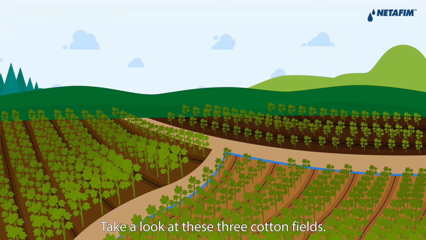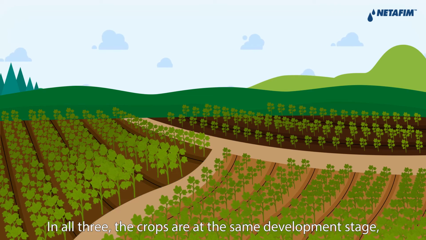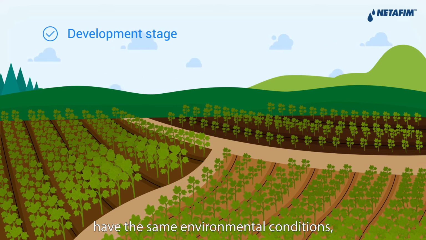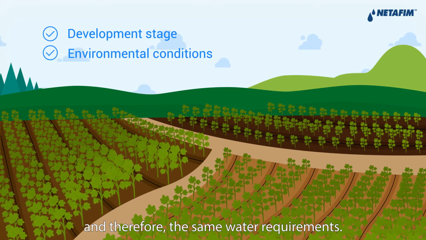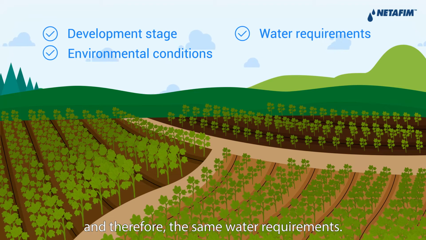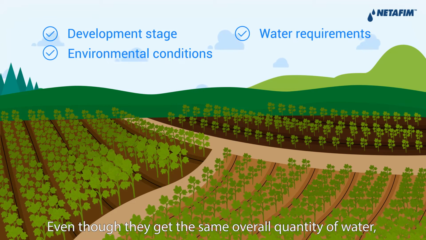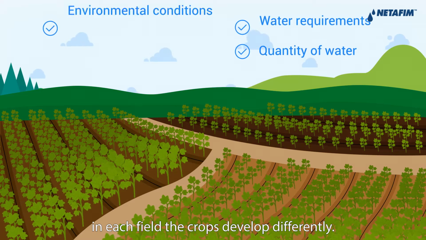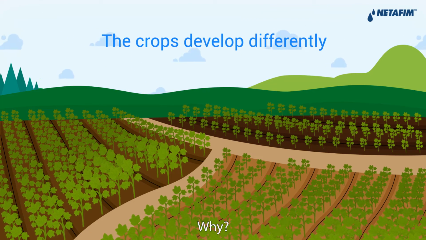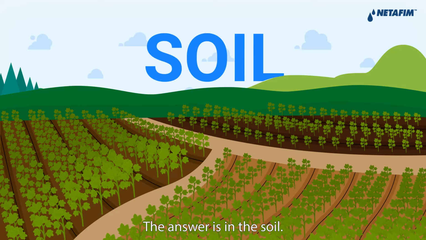Take a look at these 3 cotton fields. In all 3, the crops are at the same development stage, have the same environmental conditions, and therefore the same water requirements. Even though they get the same overall quantity of water, in each field, the crops develop differently. Why? The answer is in the soil.